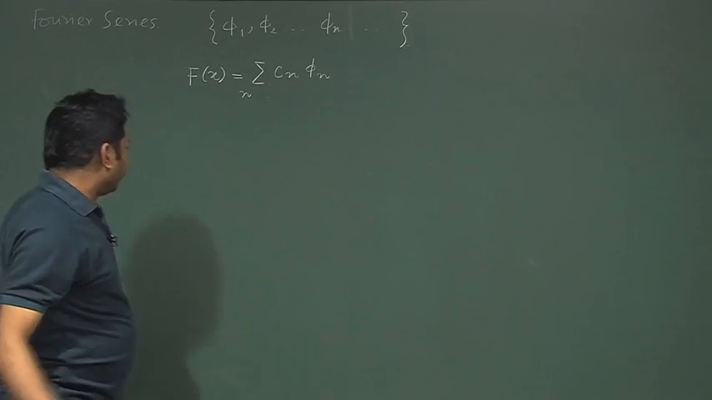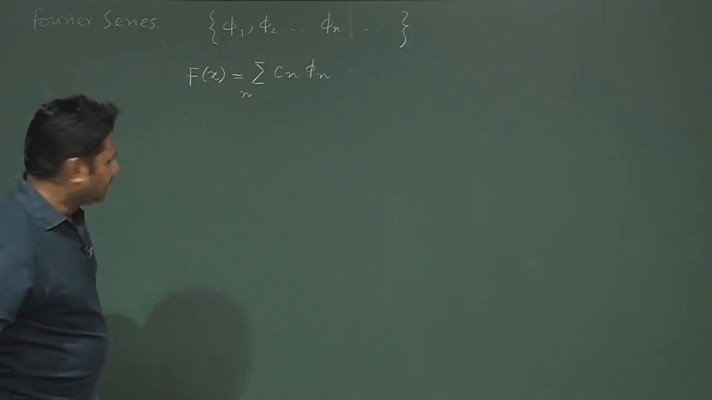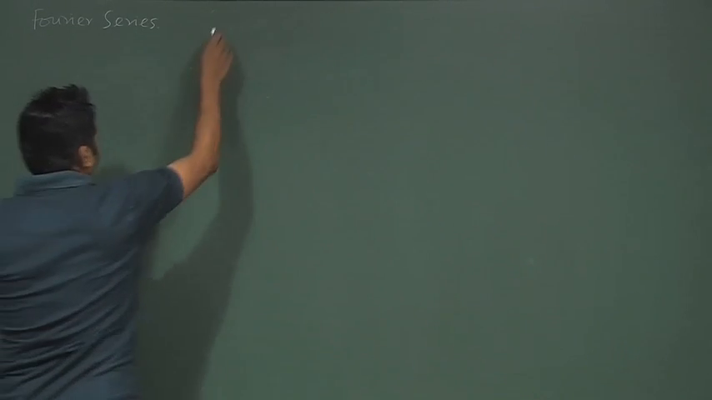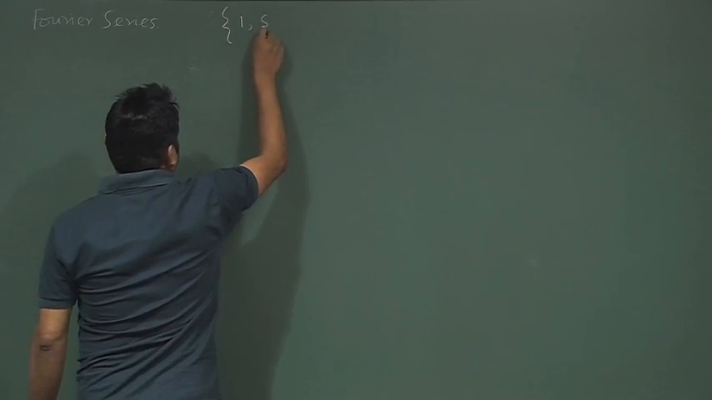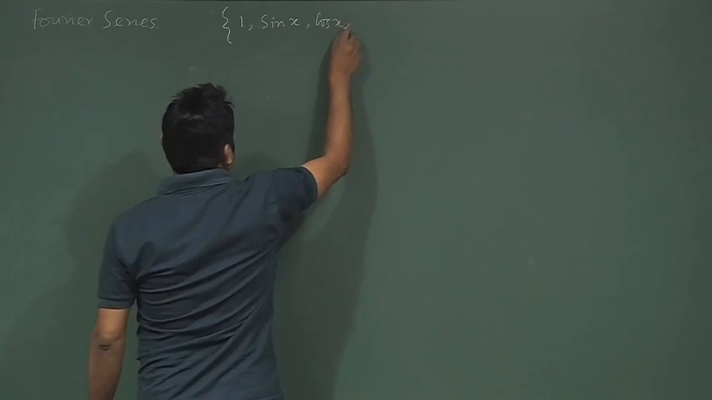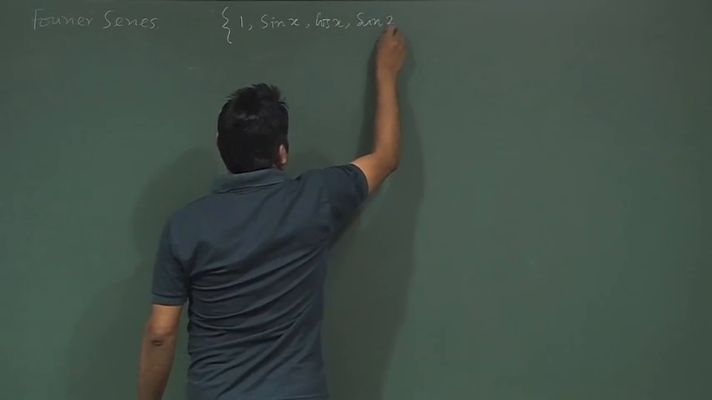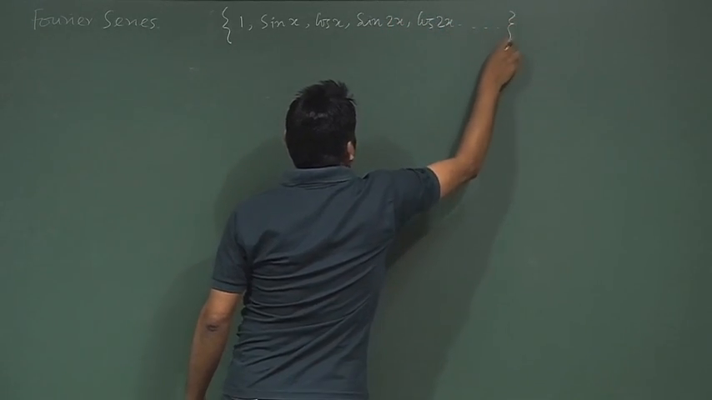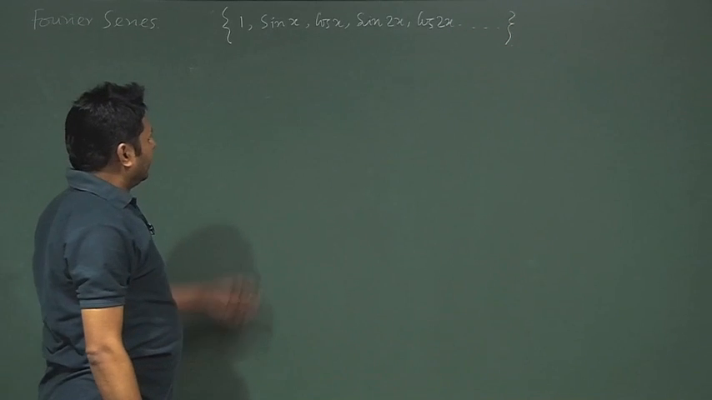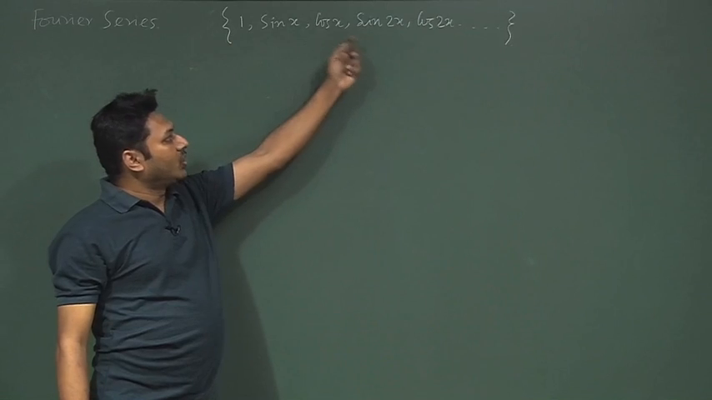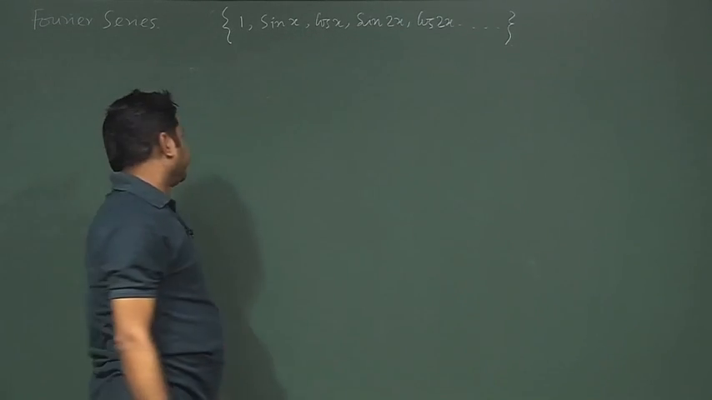Now, if you remember, for Fourier series we use a specific set of orthogonal functions, and they are 1, sin x, cos x, sin 2x, cos 2x, and so on. In the previous class, I wrote 1, sin x, sin 2x, and then cos x, cos 2x, but this is the same thing.